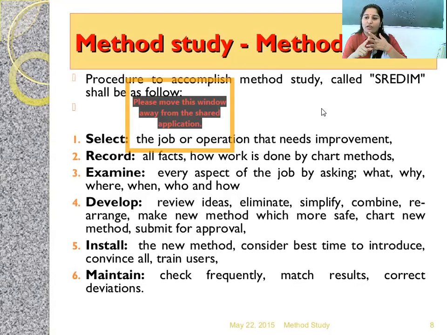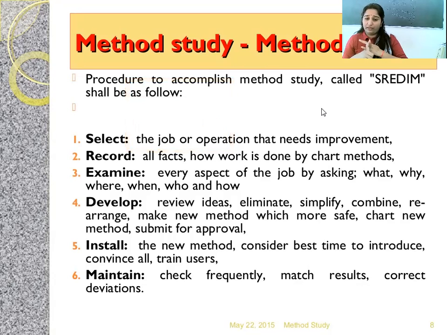First, the procedure to accomplish method study, SREDIM. S belongs to select the job or operation that needs improvement. R is for record all facts of how work is done by chart method. Third, examine every aspect of the job by asking what, why, where, when, who, and how the work is going to be done. That is very important.